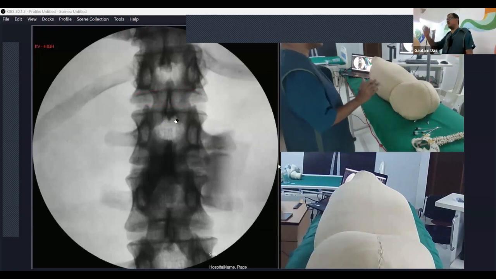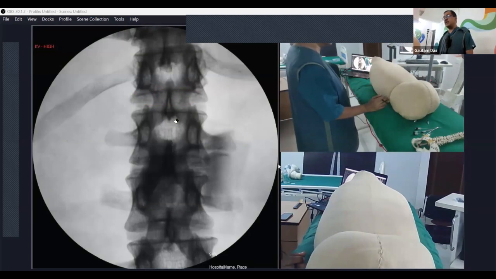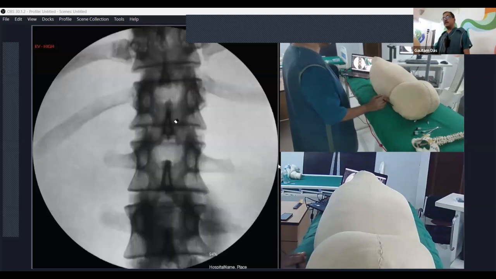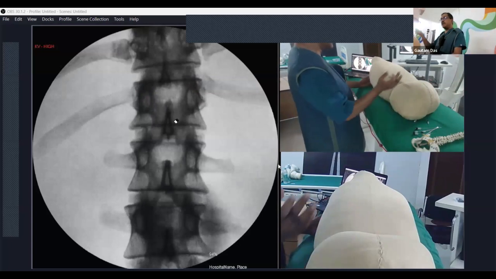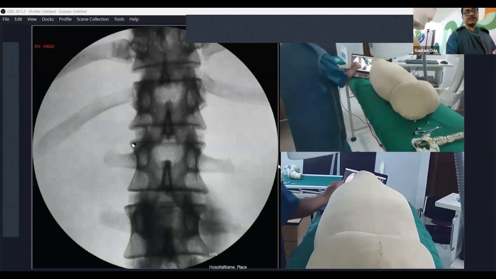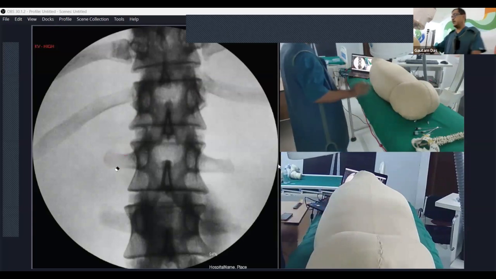So the second step is making the end plate parallel. For that I have to make a cranial tilt, sorry, caudal tilt. Remember, for the upper lumbar you have to make a cranial tilt, and for the lower lumbar you have to make a caudal tilt. So you see now the end plate is parallel. And now I'll make it ipsilateral oblique. How much? Till this transverse process is within the vertebral body. Okay.